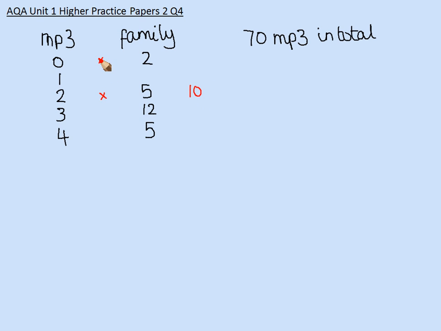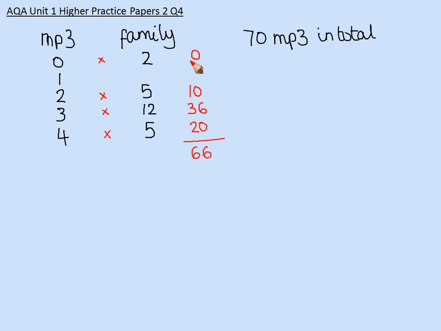We've got 2 families that own none, so their total number of MP3 players is 0 between them. We've got 12 families that own 3, so their total number of MP3 players is 36. And we've got 5 families that own 4, so their total number is 20. We need to get this to add up to 70. At the moment it doesn't. At the moment it adds up to 66.